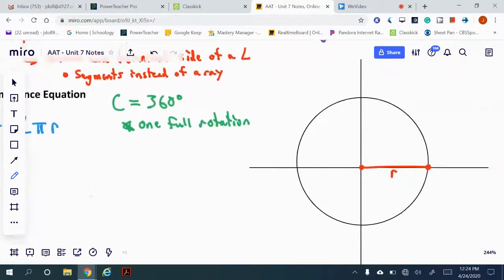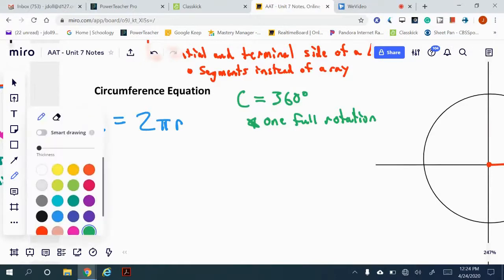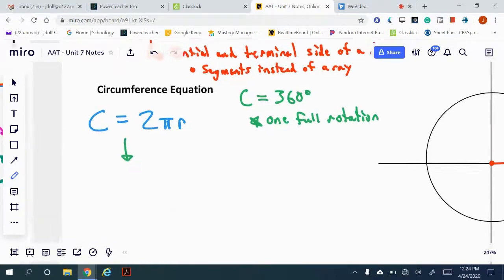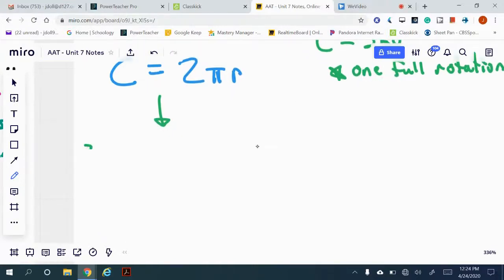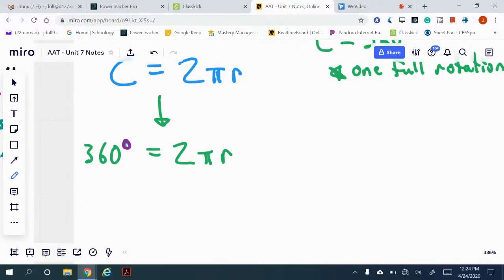And the key is understanding that one full circumference, one full rotation all the way around the circle, is 360 degrees. So we can think about our circumference equation when we're comparing degrees and radians as 360 degrees, that's what C is, is equal to 2 pi r. Now, here's the thing. What we need to understand is that the units are the degrees. That's the unit of measurement here, and the unit of measurement here is the radius. And don't think about this as much as a formula, but as a comparison tool.